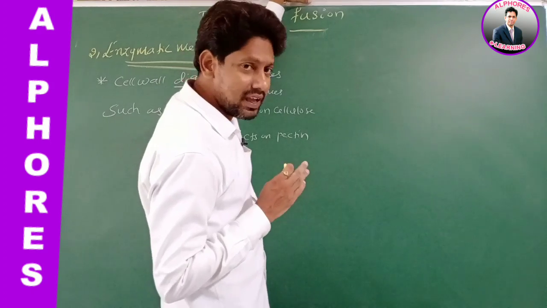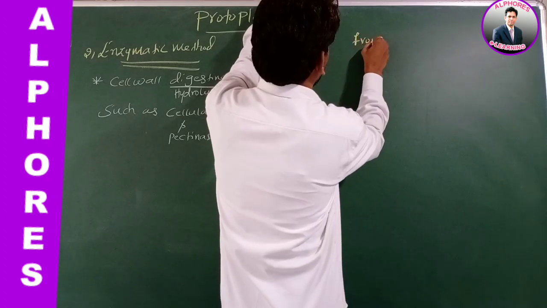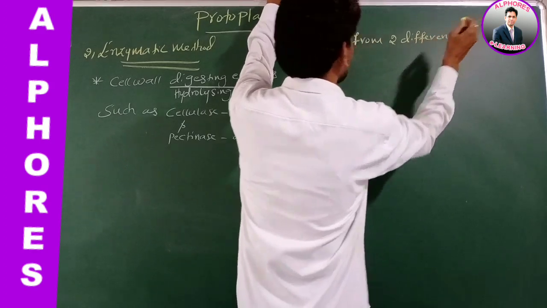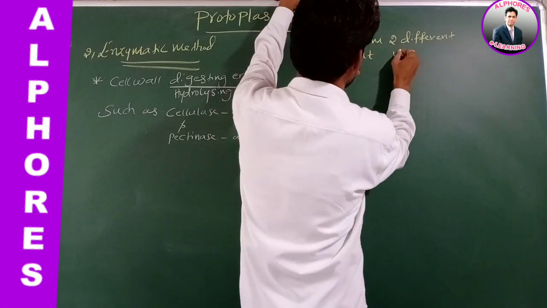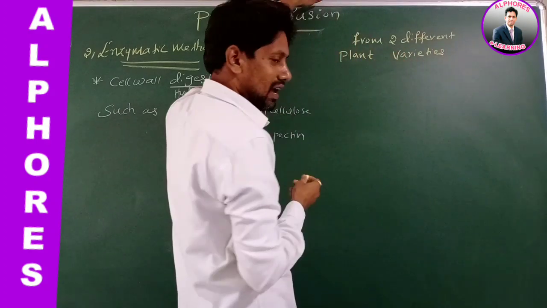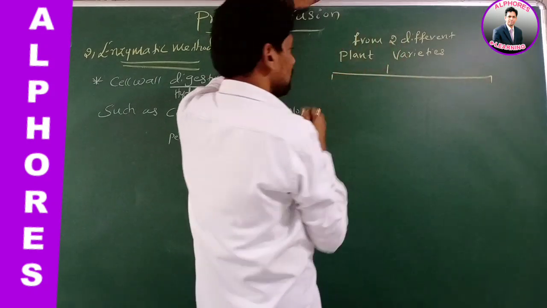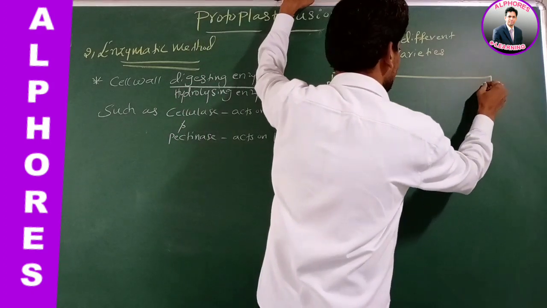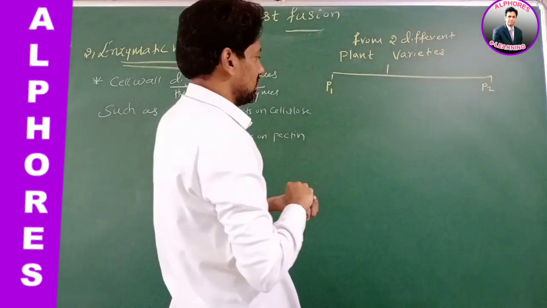We removed the cell wall from a plant cell, from two different plant varieties. What are the two different plant varieties? The first one I am taking as parent one, that is P1. The second one as P2, that is parent 2. These are two different plant varieties.